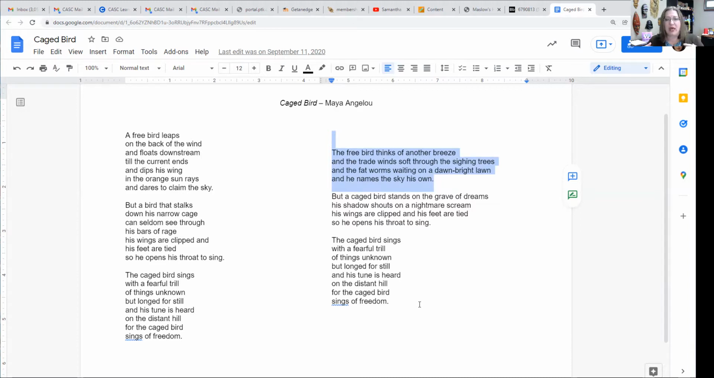Question number 2 has to do with applying Maslow to consider what it is that each bird has to do. Now, most students are going to talk about what the birds get to do. For example, the free bird who leaps on the back of the wind and floats downstream till the current ends and dips his wing in the orange sun ray and dares to claim the sky. That just sounds so wonderful. It sounds so freeing, and he gets to go where he wants and do what he wants.